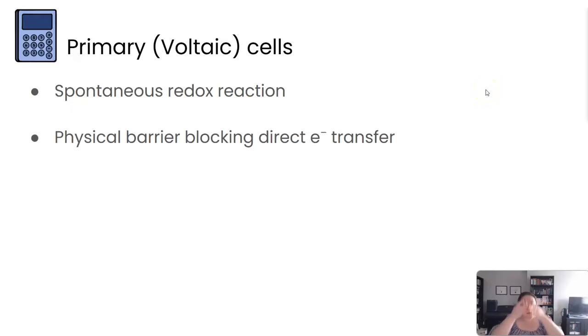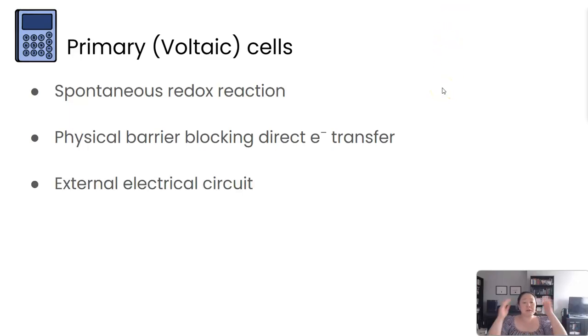There also needs to be a physical barrier blocking that direct electron transfer. Otherwise, you're not going to have the electrons traveling through the wire. The transfer would just happen on the surface of everything that's happening, like that whole stick zinc into copper 2 sulfate situation. There also has to be an external electrical circuit. So this is that wire that goes outside of everything. That's where the electrons travel. You need it for that electron travel and to take advantage of it.